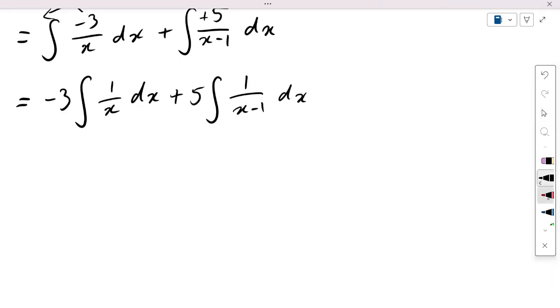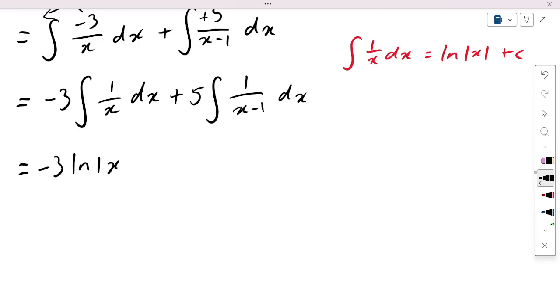And what do we know about the integral of 1 over x? Well, the integral of 1 over x, with respect to x, is just equal to the natural log of absolute value of x plus c. So that's what we're going to do with both of these integrals. Therefore, it's going to be negative 3 multiplied by the natural log of absolute value of x, because x is in the denominator for this one. We're going to have plus 5 multiplied by the natural log of the absolute value of whatever this fraction is, which is x minus 1. And then we're going to have plus c. So that was the first one.